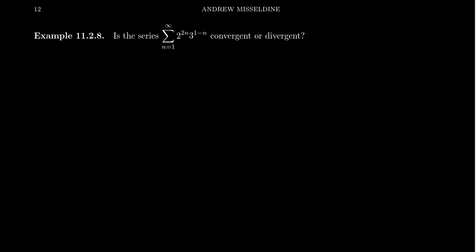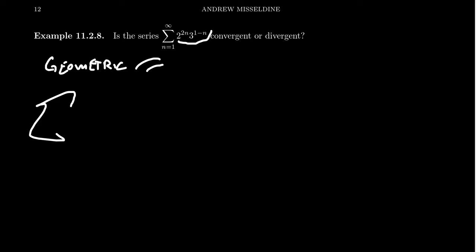Let's look at one more example here of a geometric series. Is the series n equals 1 to infinity of 2 to the 2n times 3 to the 1 minus n convergent or divergent? Well, again, I kind of let the cat out of the bag here. We're going to represent this as a geometric series, in which case it's very easy to check whether a geometric series is convergent or divergent, and it requires rewriting things a little bit. This expression right here, this 2 to the 2n times 3 to the 1 minus n, I'm going to rewrite using some exponent rules, right?